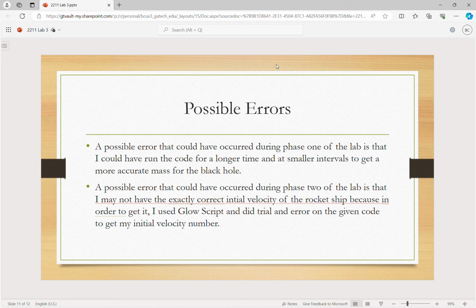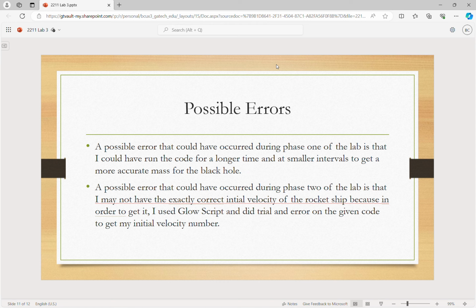Possible errors. A possible error that could have occurred during phase 1 is that I could have run the code for a longer time at smaller intervals to get a more accurate mass for the black hole. There are definitely more ways I could have gotten an even more accurate mass, but I don't think it's big enough of a difference to create a huge error in the lab. It's just something nitpicky and small.